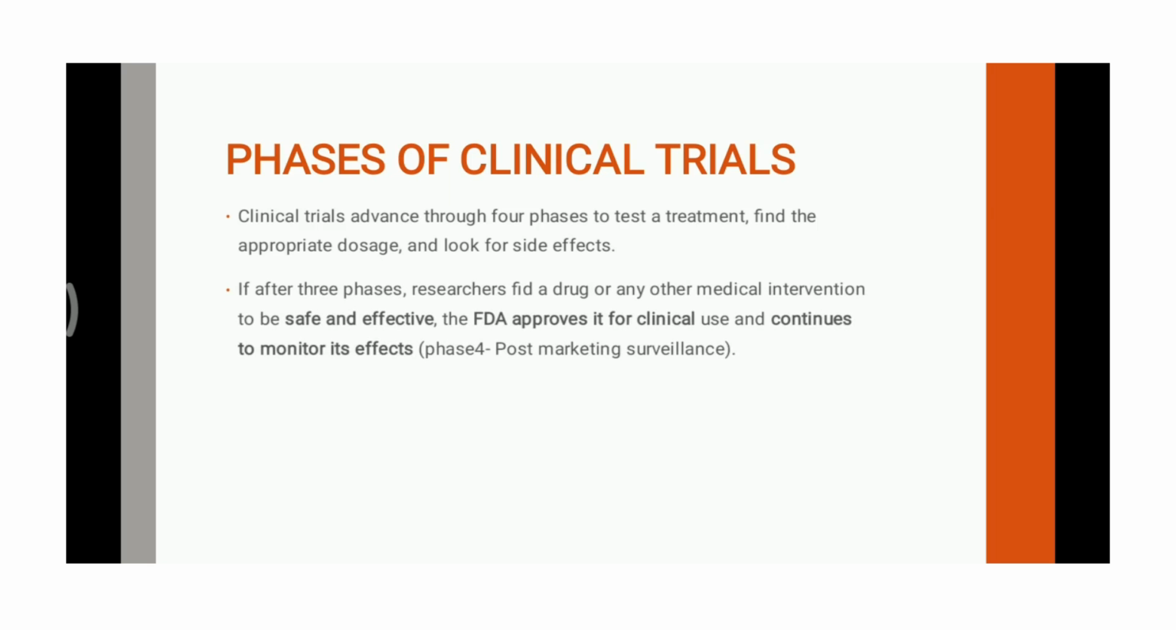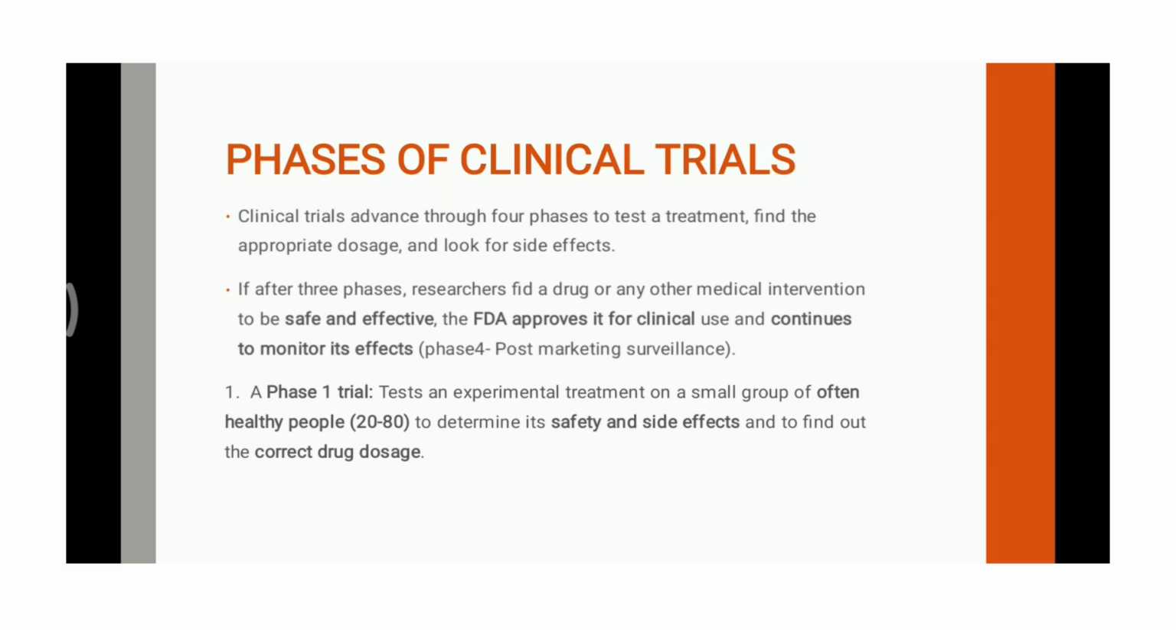If after 3 phases researchers find a drug or other medical intervention to be safe and effective, so basically a researcher will carry out 3 phases. After 3 phases, if the medical intervention or the drug is found to be safe and effective, then the FDA approves it for clinical use and also continues to monitor its effects. That is phase 4, that is post-marketing surveillance.